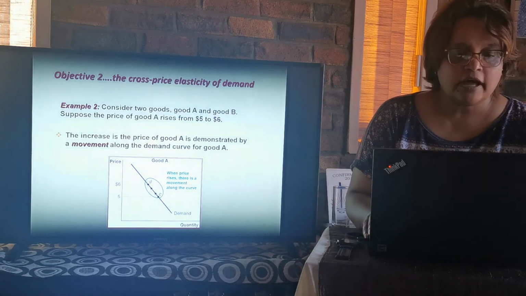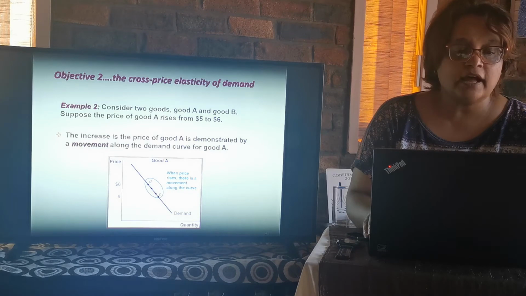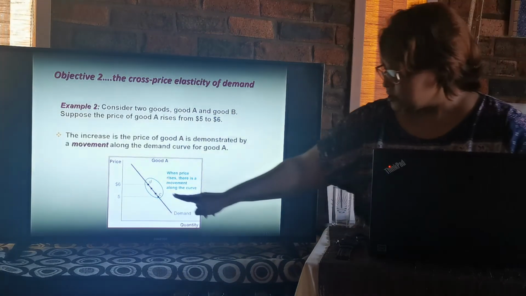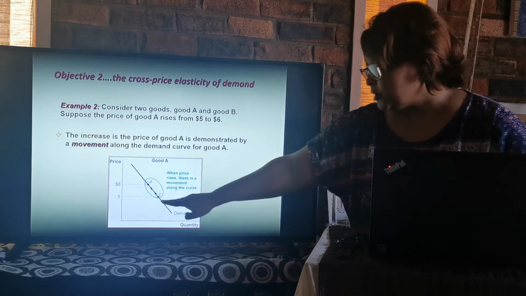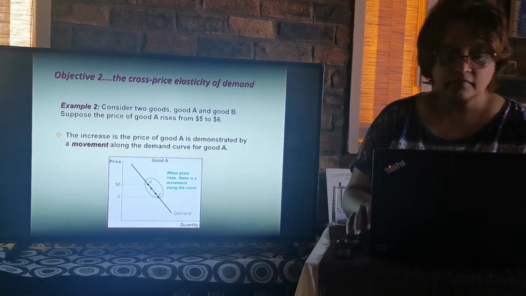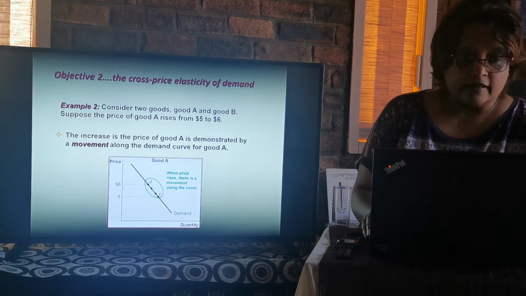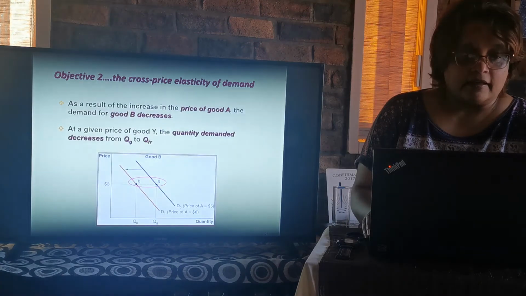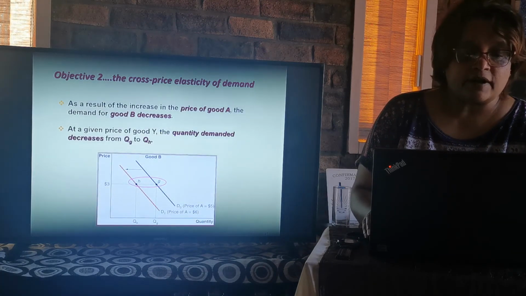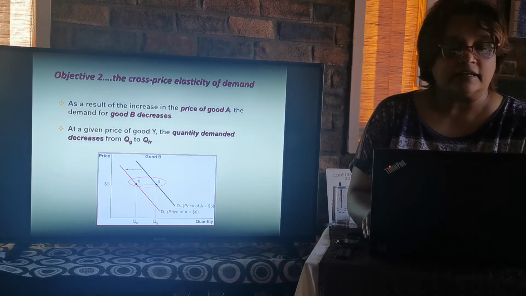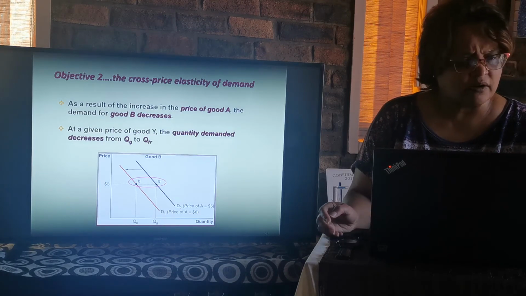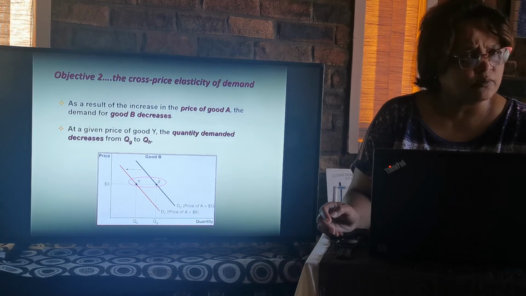Number 2, the cross price elasticity of demand. Consider two goods, A and B. Suppose the price of good A rises from 5 to 6. There's a movement along this curve. However, as a result of the increase in the price of good A, the demand for good B decreases. How does that work?